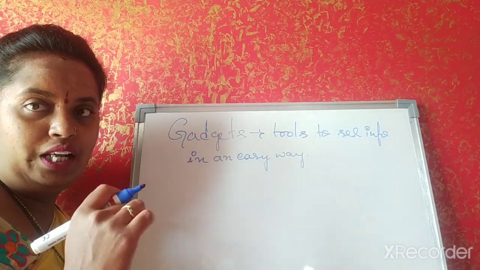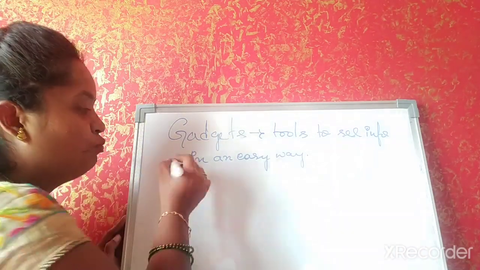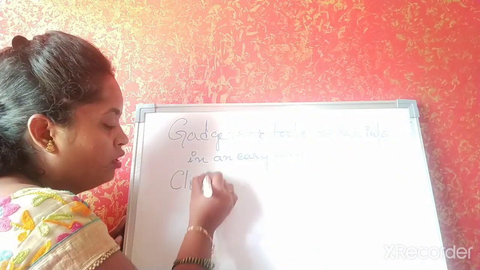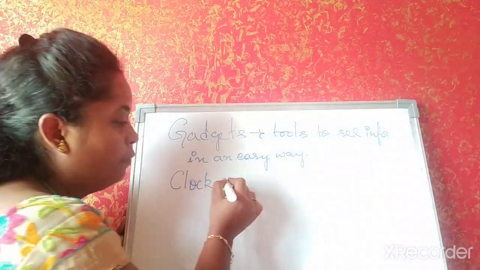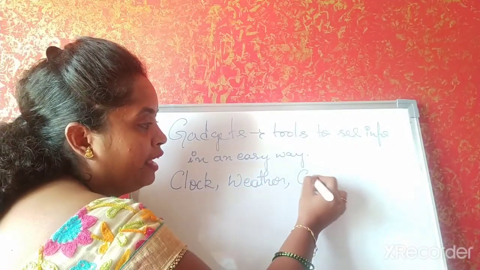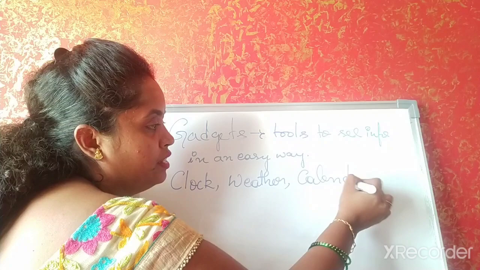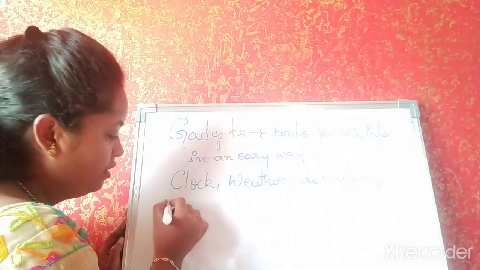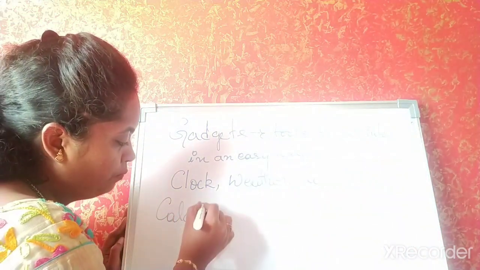Understand? I'll give you an example so that you will get it very easily. Clock. Weather. Calendar. Calculator. Very good.